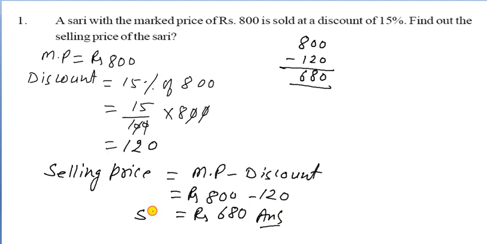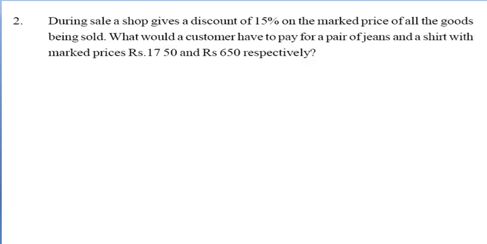In short you can say it is SP. Selling price, that is the SP. Discount you can say in short form is D only. So let us see what will happen in your next.